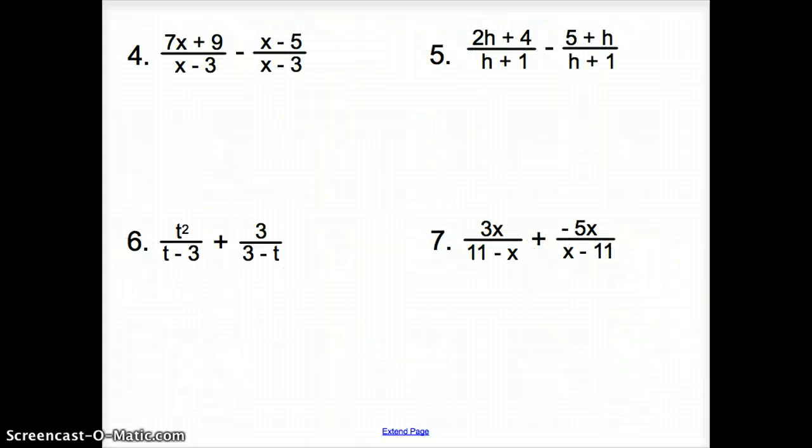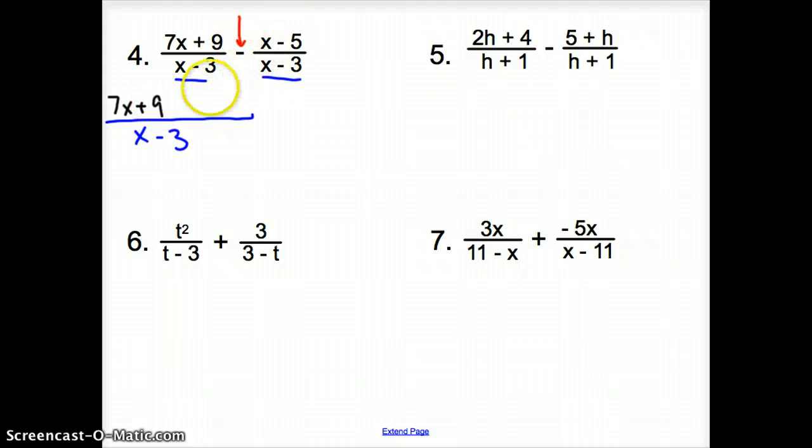Number 4. Now we are going to start to subtract. Ladies and gentlemen, when we subtract, we have to be careful. When we subtract, we again first have to check, do we have the same common denominators? Yes, I do. They are both x minus 3. So I'm going to go ahead and bring that down. I have x minus 3 for my denominator. That's going to go underneath. I'm going to bring down the 7x plus 9. So it's 7x plus 9.